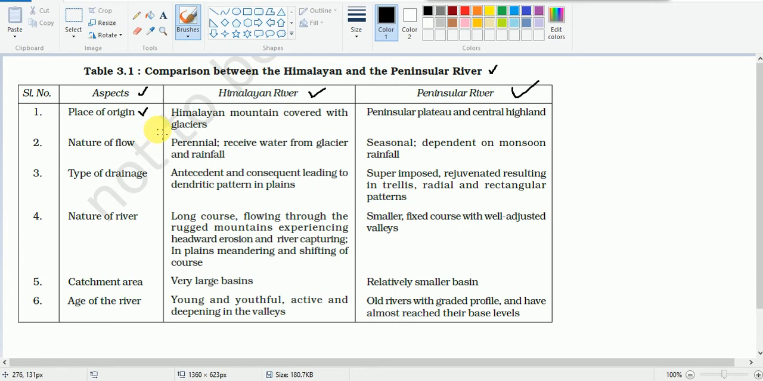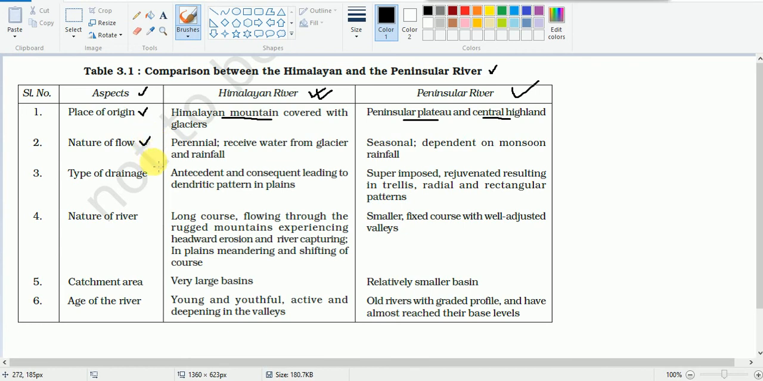On the basis of place of origin, the Himalayan rivers originate from the Himalayan mountains covered with glaciers. And the Peninsular rivers originate from the Peninsular Plateau and the Central Highland. And next we have natural flow.